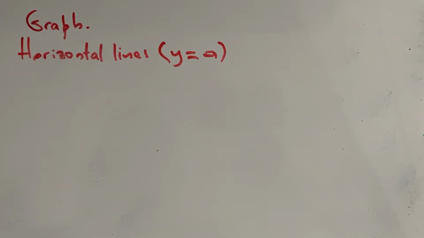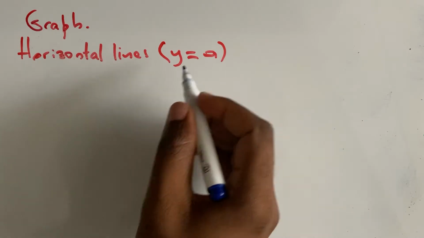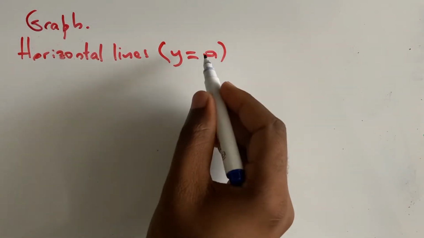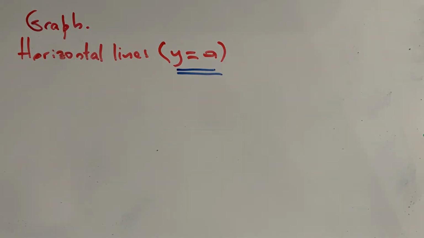Hello, in this video I'm going to show you how to graph a horizontal line. Now, anytime you have a horizontal line, you have to know that the slope, first of all, the slope is 0, and the form is y equals a, a being a real number, okay?